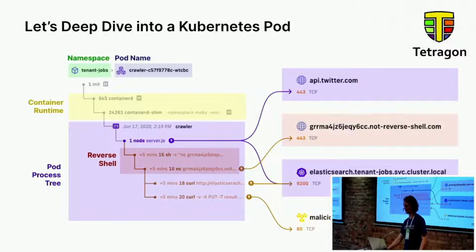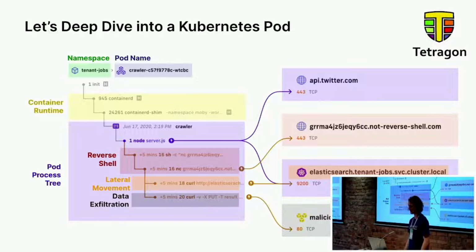Here we can see someone reached out to twitter.com and then ran a JavaScript, started that ncat command, and the netcat command reached out to notreverseshell.com, starts to reach out to our Elasticsearch bucket, get all of our good information, and then the next phase is going to be trying to perform lateral movement and then exfiltrate data itself.